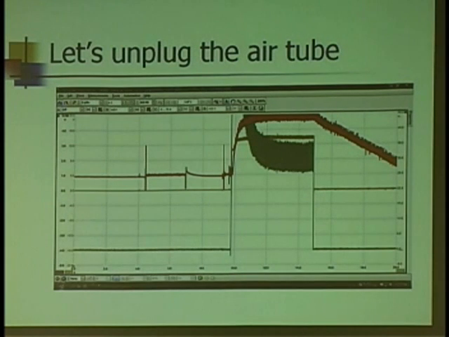So the easiest place to get it is right before the check valve. So I just unplugged it, pulled the hose off, and ran it again. Now look at the MAF sensor. Good flow. Anything wrong with the MAF sensor? Nope. I'm all done with that. I know I've got a restriction.